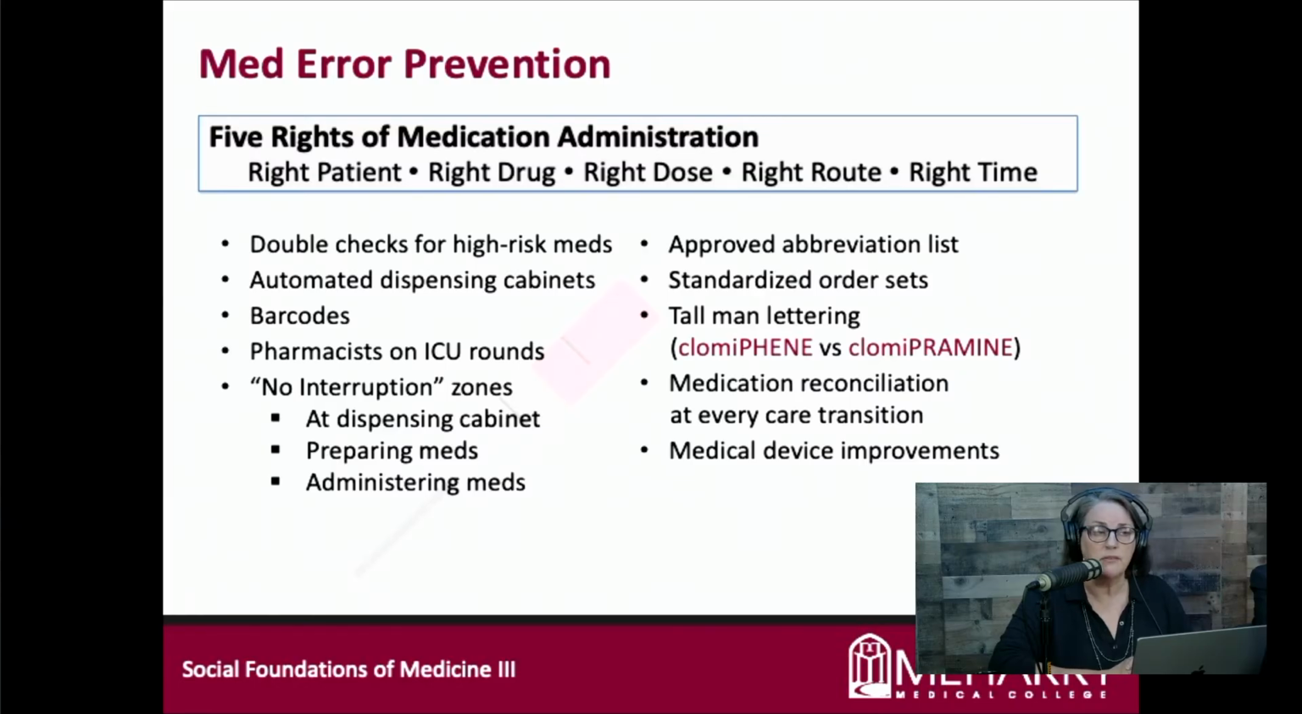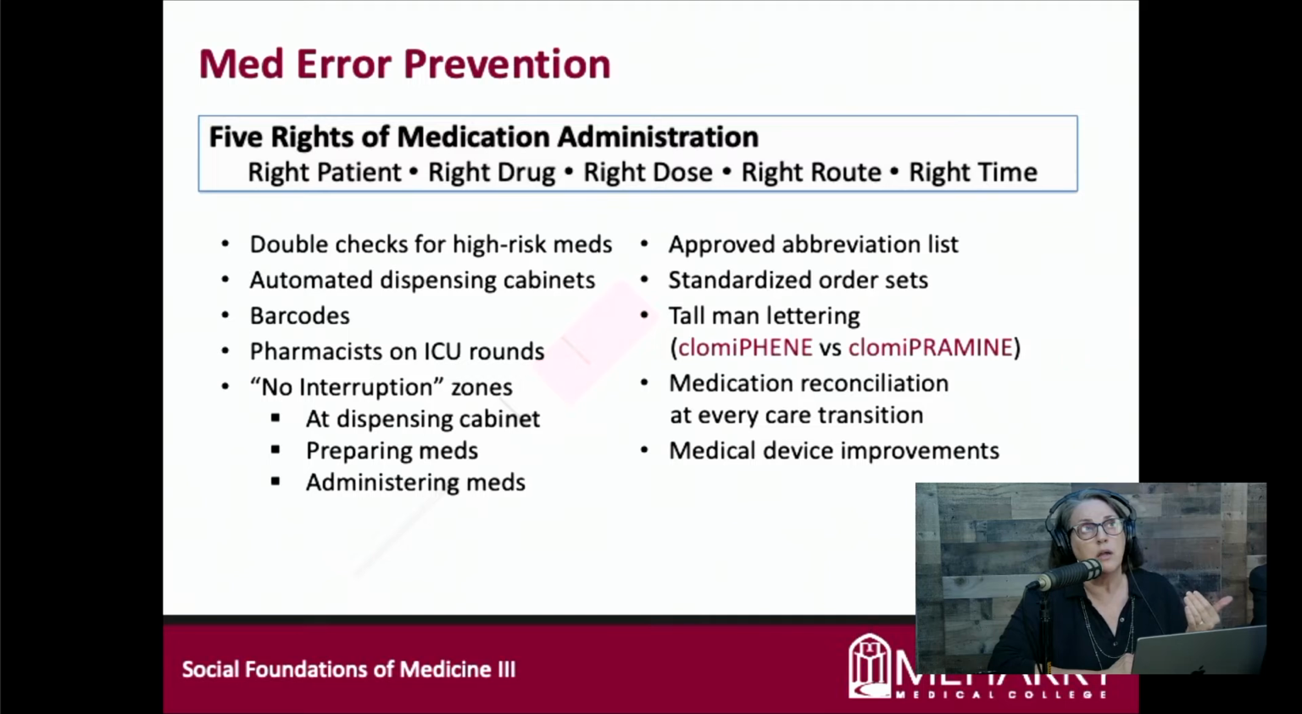One of the things in medication safety in the intensive care unit is when rounds are being made, a lot of hospitals have pharmacists, clinical pharmacists who make rounds. They found that that makes a big difference in decreasing medication errors in that particular setting.